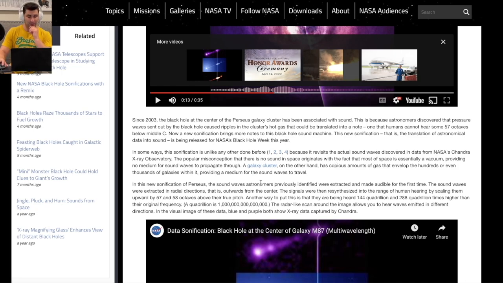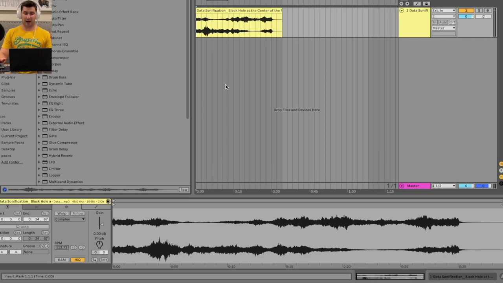So I was reading this thinking, all right, it's not the true sound of a black hole because it's 57 or 58 octaves higher, which is insane. But what if we could recreate it? What if we could use some music production and audio engineering tricks to actually hear what it really sounds like? First off, I'm in a program called Ableton. This is used to make music.